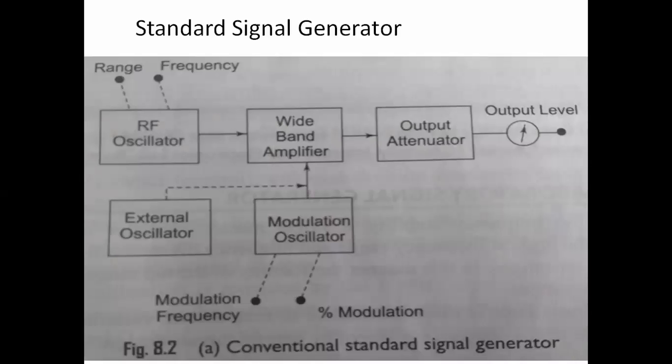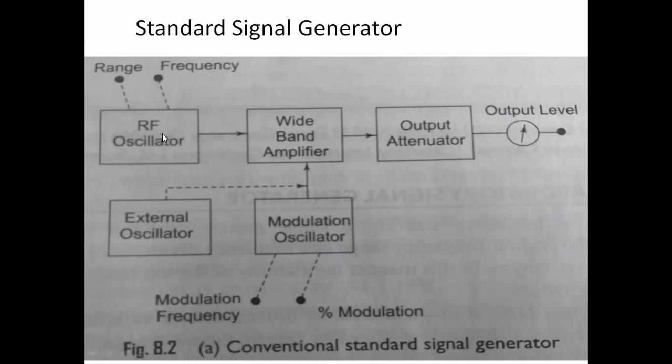And coming to the standard signal generator, it is like our conventional signal generator. The main components are the RF oscillator, wideband amplifier, modulation oscillator, and output attenuator. Up to this point it is the oscillator, and after that it is the attenuator, which is used to select the different voltage ranges.